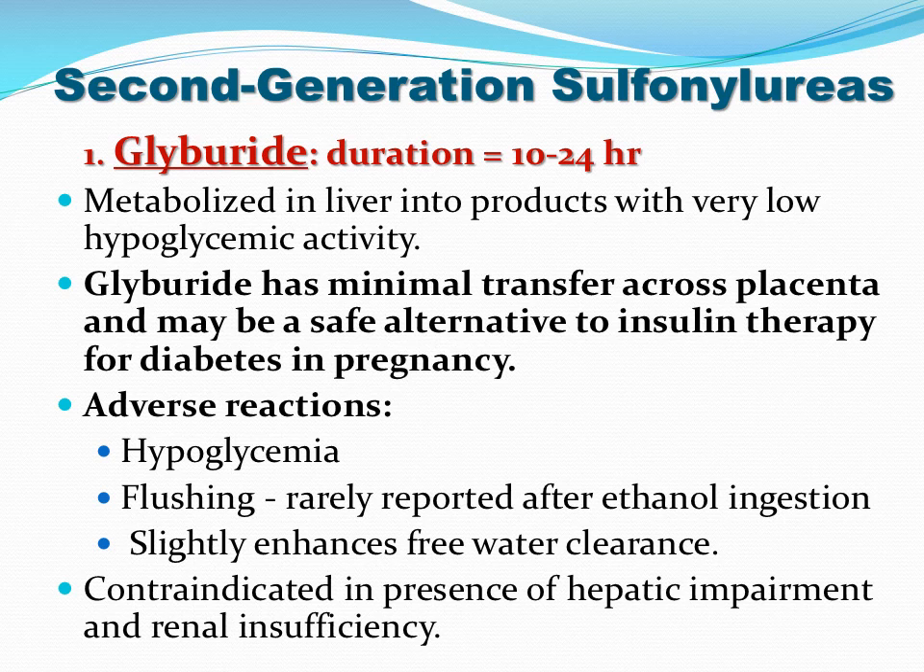Glibenclamide has a duration of action of 10 to 24 hours. The drug is usually metabolized in the liver into products with very low hypoglycemic activity. It has minimal transfer across the placenta and may be a safe alternative to insulin therapy in diabetes and pregnancy. Adverse effects: it will cause hypoglycemia, and flushing is rarely reported after ethanol ingestion. It slightly enhances free water clearance. The drug is contraindicated in the presence of hepatic and renal insufficiency.